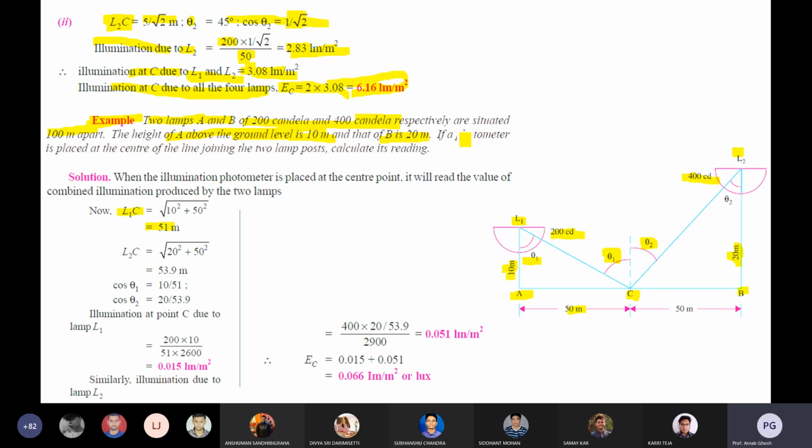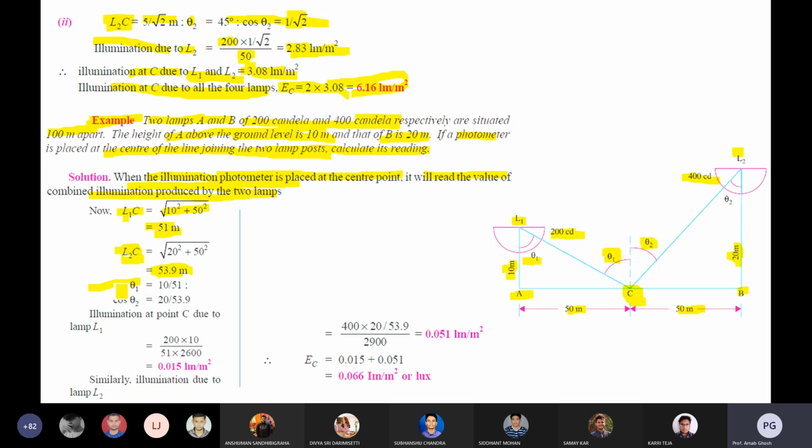And another thing is that the photometer is placed at the center of the line joining the two lampposts. Calculate the reading. When the photometer is placed at the center point, it will read the value of the combined illumination produced by two lamps. L1C is how much? Root under 10 square plus 50 square, so 51 meters. L2C is 20 square plus 50 square, so it is coming 53.9 meters.